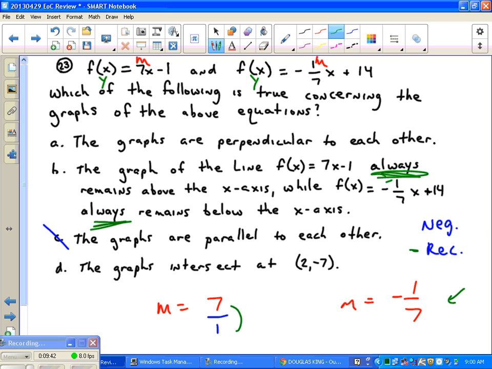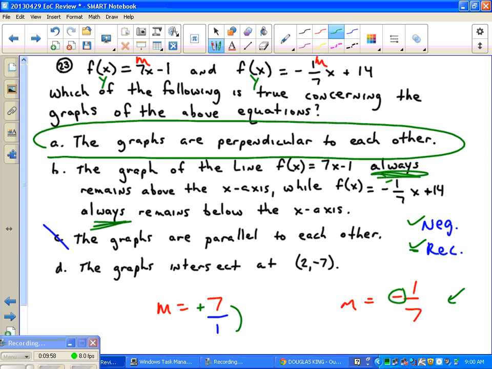The other part is it has to be a negative value. So if it was positive 7 over 1, it becomes negative. Had it been -7 over 1, it would have to become positive. So it flips and it changes. It does both of them. So this one is a perpendicular set of lines.